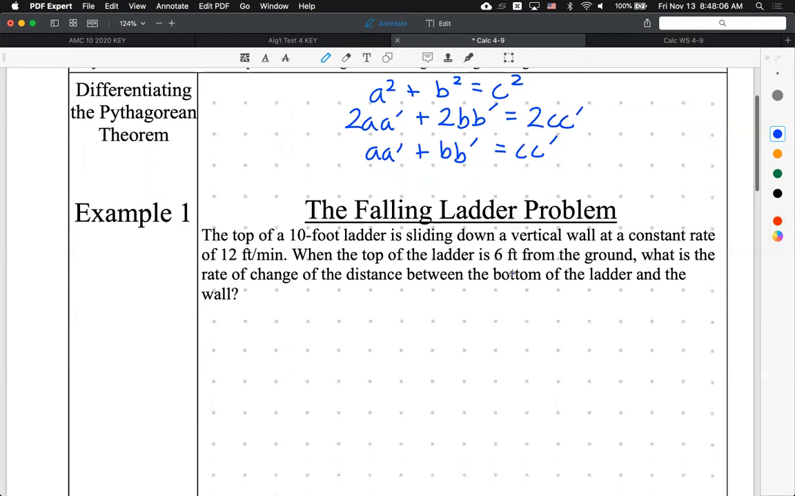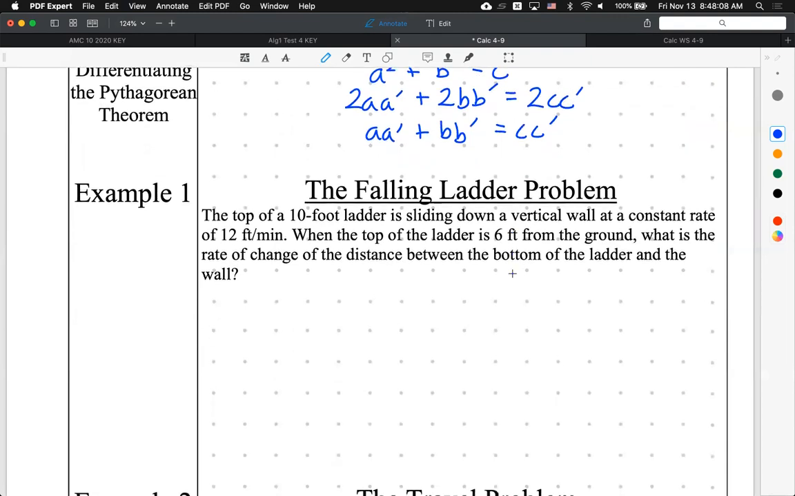No backside here. Falling ladder problem. I feel like this is on every single AP test. They just love falling ladders. So think about a ladder at a right angle to a wall, and it's either sliding down or someone's pushing it up. Usually it's falling down.